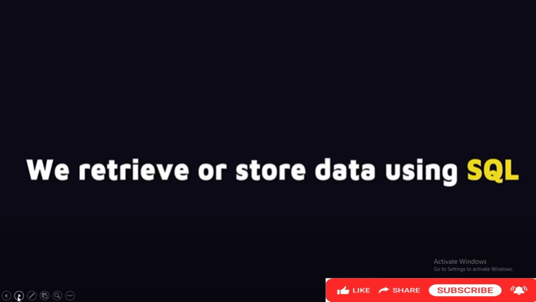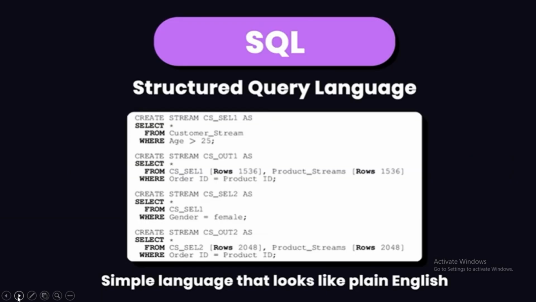The main purpose is to retrieve or store the data using SQL. We want to work with it. As I was saying, SQL simply means Structured Query Language. It is the main language for working with a relational database. It is just a simple language that looks like plain English.